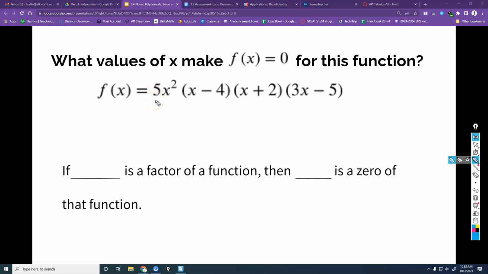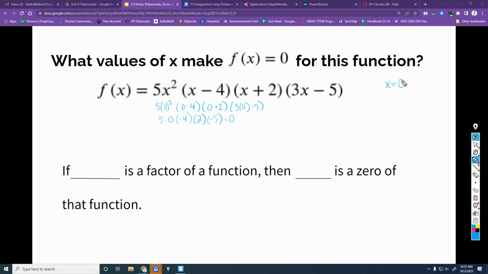If I plug in 0, I would have 5 times 0 squared, 0 minus 4, 0 plus 2, and 3 times 0 minus 5, right? That'd be 5 times 0 times negative 4 times 2 times negative 5. What is that going to give me? It gives me 0 because I've got a 0 in it, right? So definitely x equals 0 is one of the answers for this.